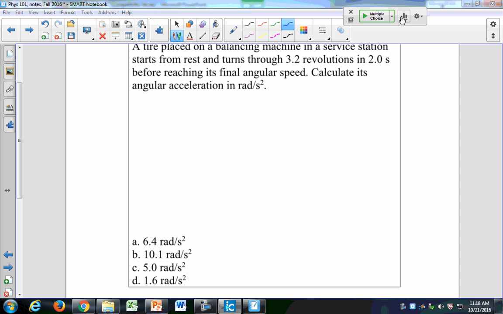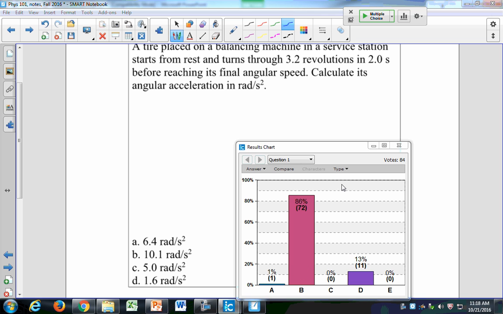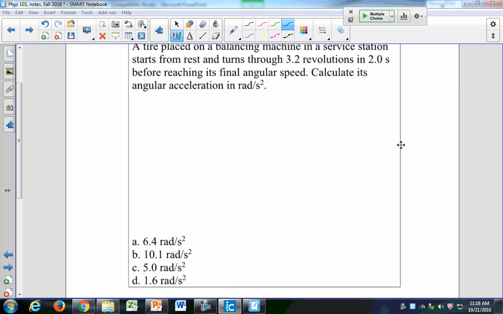All right. Okay, good. B is right. I think it's right. Let's work through it. So the first thing you want to do here is convert your 3.2 revolutions to radians.